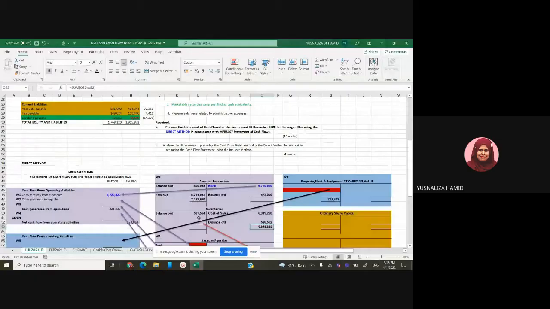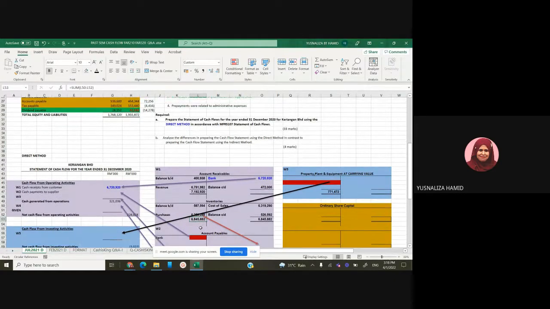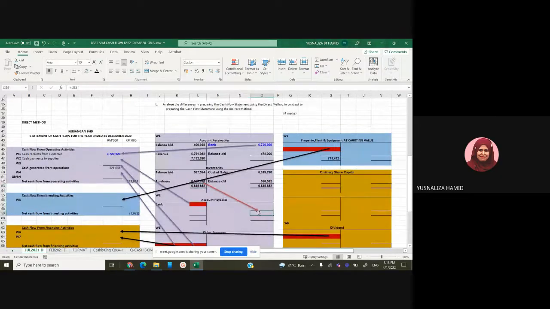Before you can do that, you need to find the purchase, and these are the credit purchase. So the credit purchase is by taking the total minus the balance brought down, you get the credit purchase, which is 625688. And this one will be shown in your accounts payable, because you get this to put in the accounts payable.